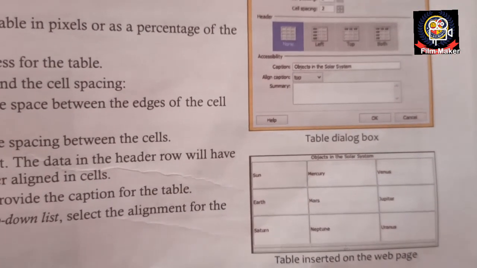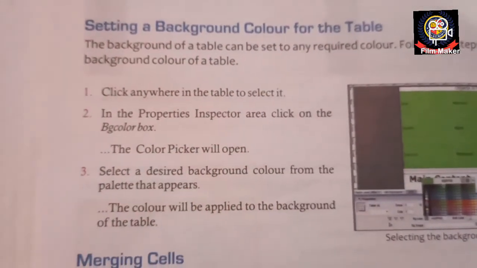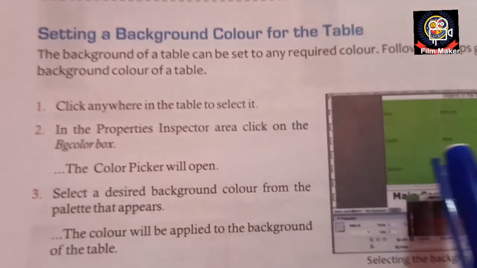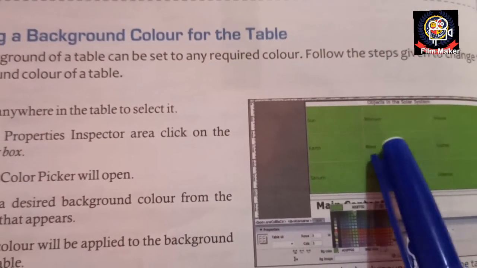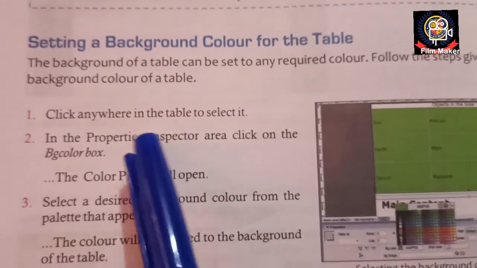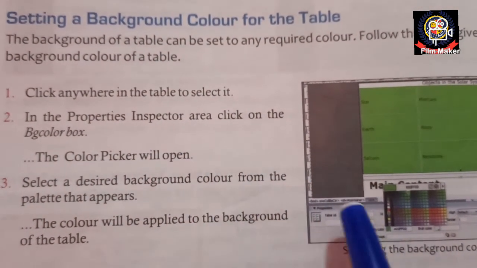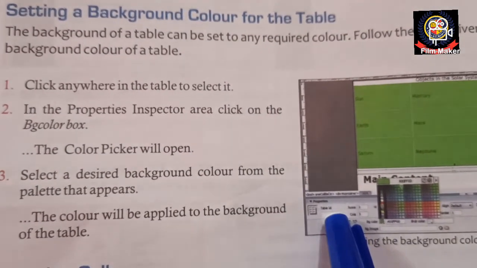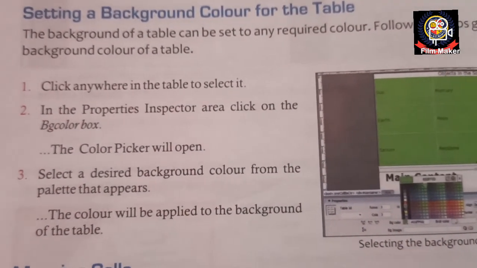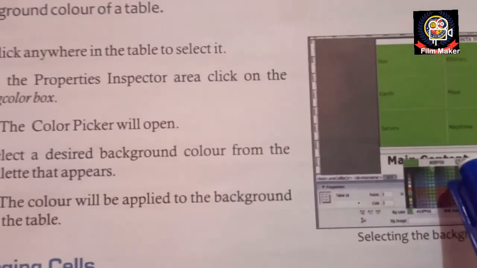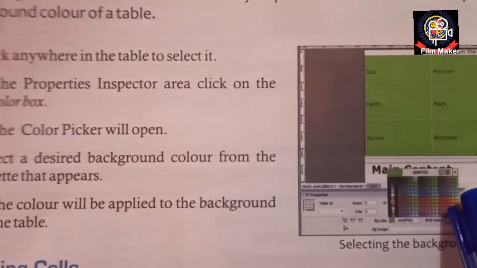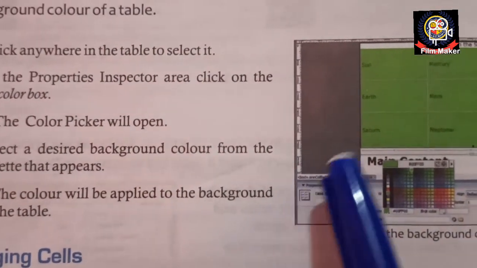Then come to the next one, that is setting a background color for the table. If you have already inserted a table and want to give it a background color, you can do that also. Click anywhere in the table to select it. In the properties inspector area, click on the BG color. BG color stands for background color. The color picker will open. Select the desired background color from the palette that appears. The color will be applied to the background.